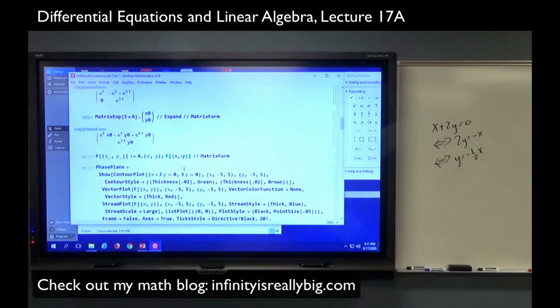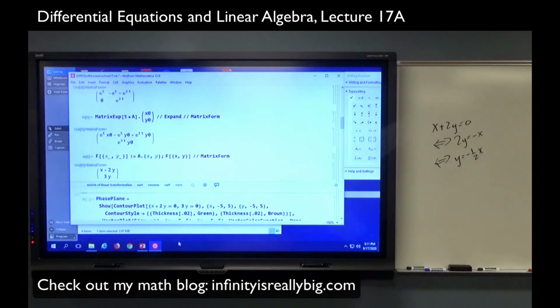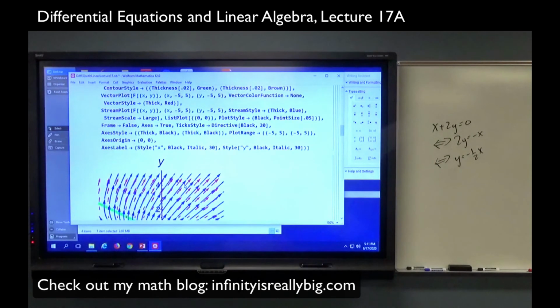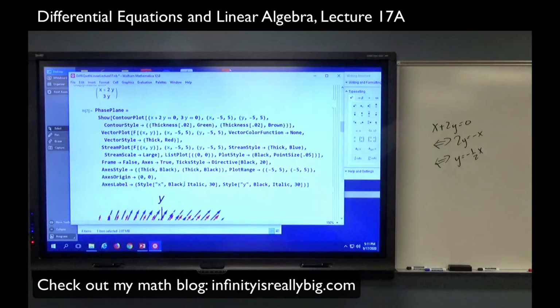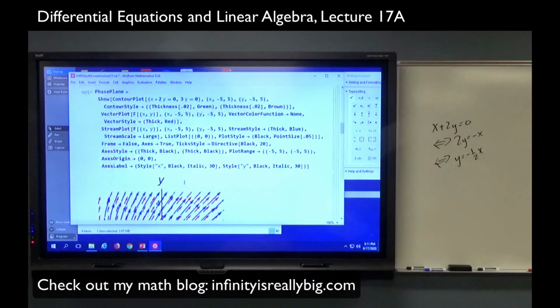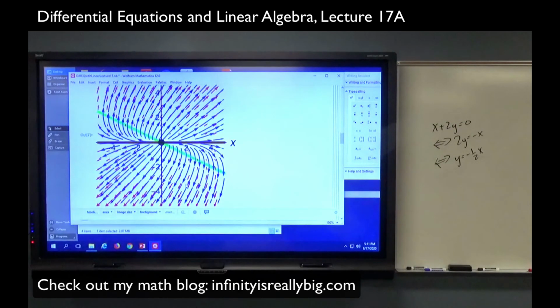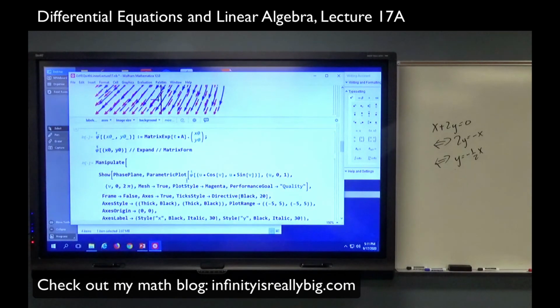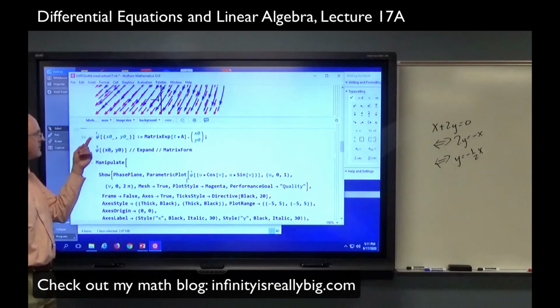Here I'm entering it as a vector field, and here I'm making the phase plane that you saw on the slide. I'll let you look over that code if you'd like. Contour plot, vector plot, stream plot are all used. List plot to make a big dot at the origin. There it is. And here I am defining the flow, each individual flow map.